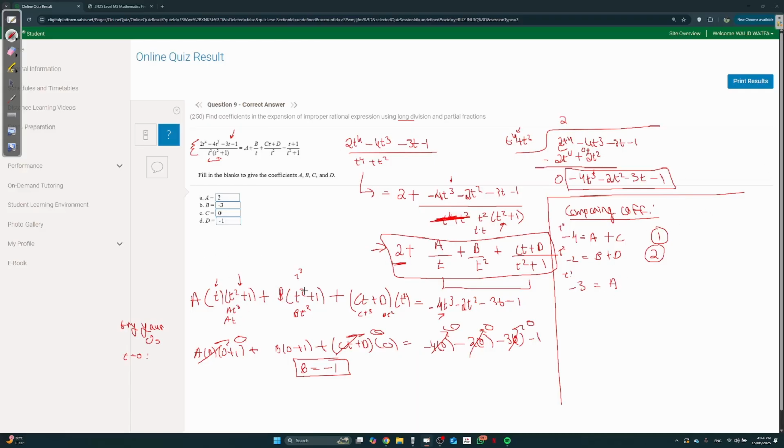Okay, and then b times t squared is bt squared, and b times 1 is b, so there's no t here. Ct times t squared is ct cubed, and then d times t squared is dt squared, so there's no t here. So the only t I'm going to get is at. So minus 3 is equal to a.